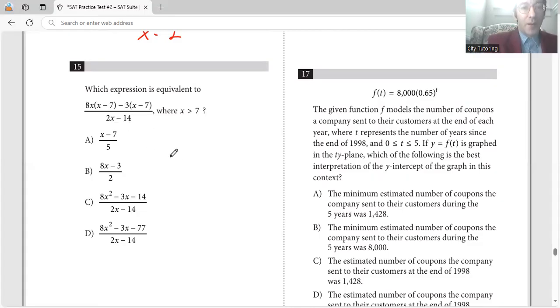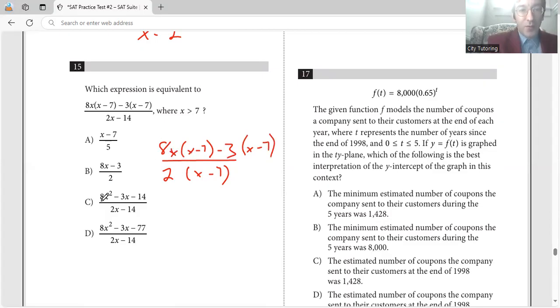So you have 8x. On the top, it looks like it's factored already. So on the bottom, it's 2. If we factor it, it's 2 parentheses x minus 7. And on the top, we have 8x parentheses x minus 7 minus 3 parentheses x minus 7. Well, I know that 8x over 2, right?